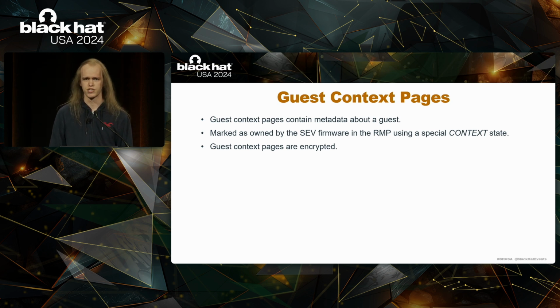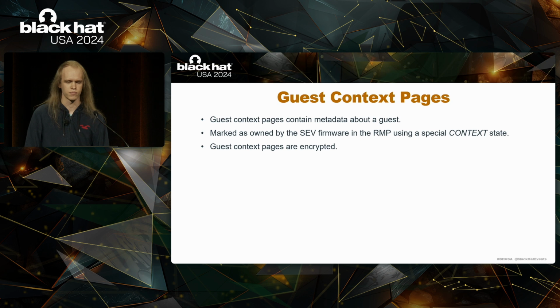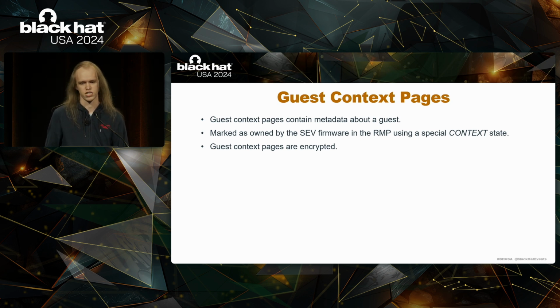And they're also denoted using a special state in the RMP to make sure that the firmware doesn't confuse it with other memory that is owned by itself. Also, what's really interesting is that guest context pages are encrypted using a special key that is only accessible to the firmware. So neither the hypervisor nor any of the guests have access to the special key, and really there's no need for them to access this page, so it makes sense to use a separate key just for guest context pages.